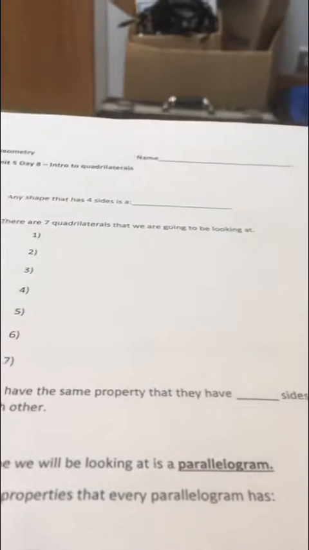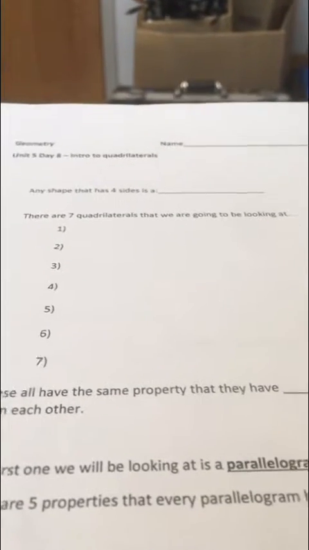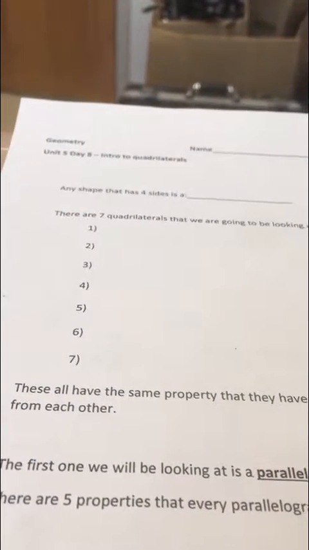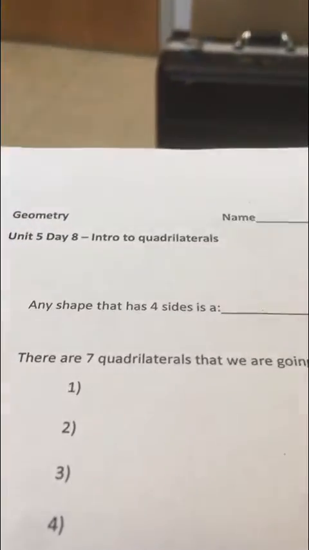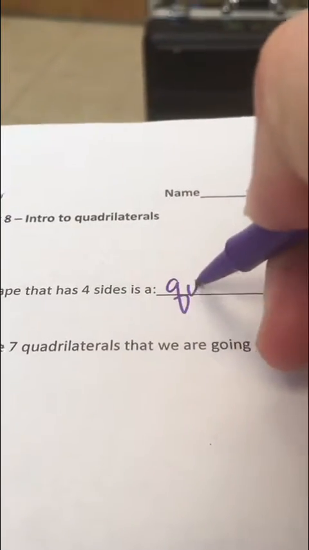Alright, welcome back. So we're on Unit 5. You just finished working with parallel and perpendicular lines, and now we're going to use some of those properties when we go into quadrilaterals. Now, any shape that has four sides is generally referred to as a quadrilateral.